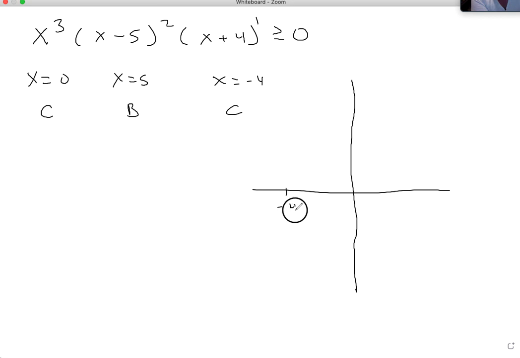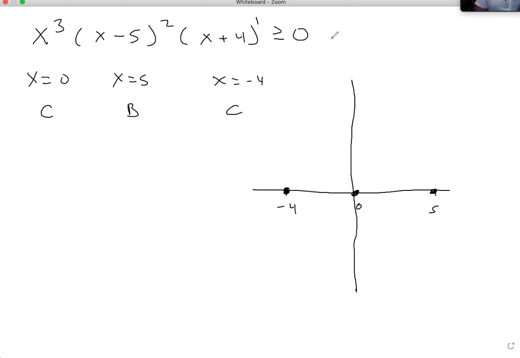And we call that negative 4, and we want equals, so I'm going to put solid dots on these ends here. We have a 0 at 0, and then at 5, we'll have a solid dot. Okay, and this is 1, 2, 3, 4, 5, 6 x's.